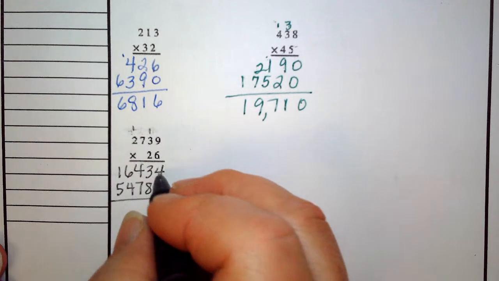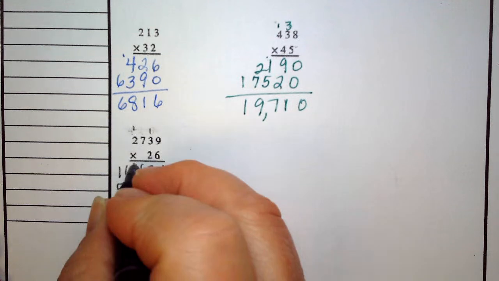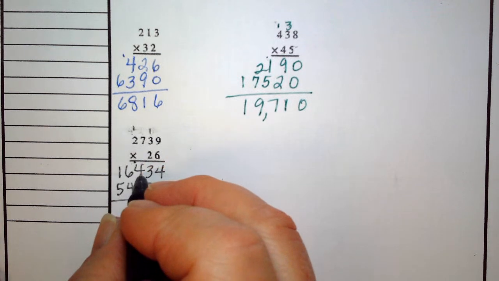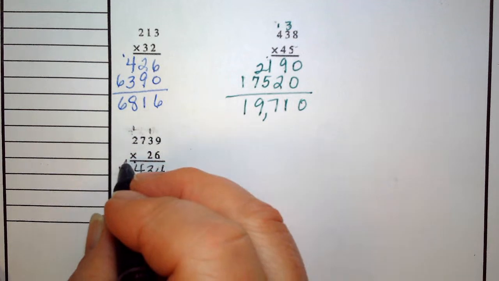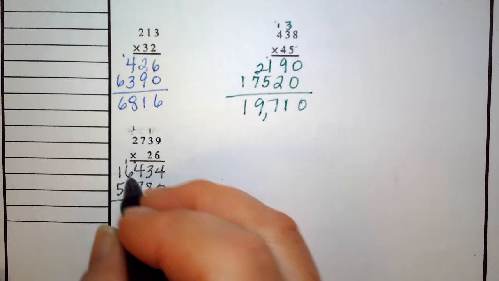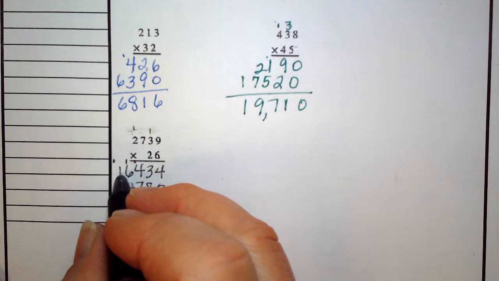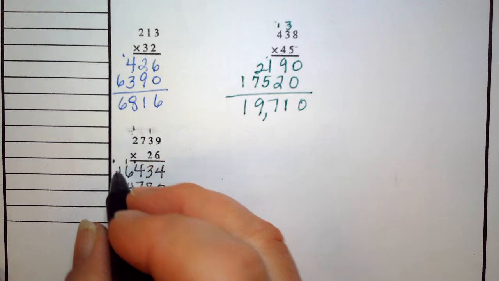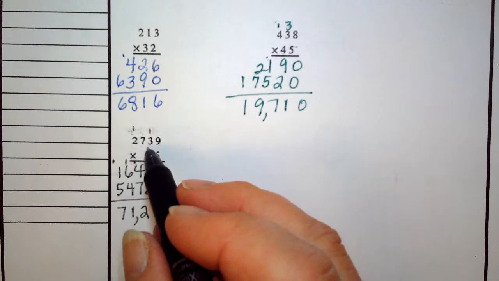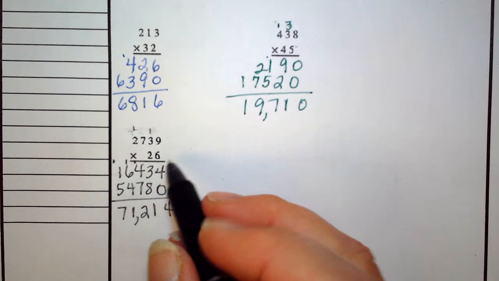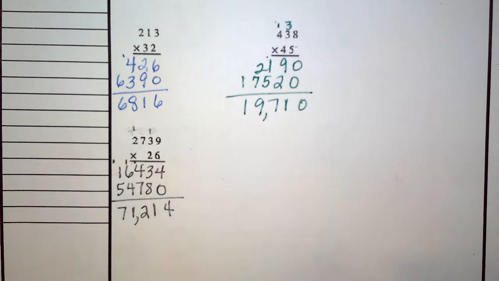Add straight down. 4 plus 0 is 4. 3 plus 8 is 11, carry the 1. 1 plus 4 is 5. 5 plus 7 is 12, carry 1 again. 1 plus 6 is 7. 7 plus 4 is 11. Carry the 1. 1 plus 1 is 2. 2 plus 5 is 7. So 2,739 times 26 is 71,214.